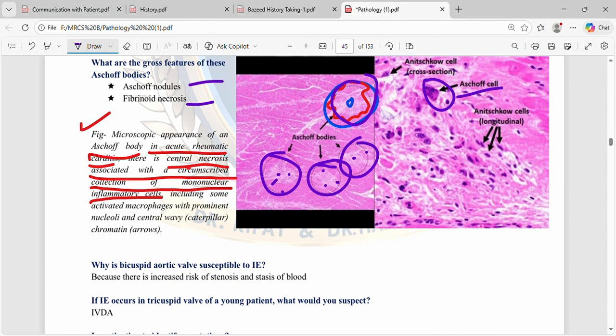And if they ask you the microscopic features, you can say the microscopic appearance of an Aschoff body. This is the same thing as we discussed. An Aschoff body is a granulomatous inflammation with central necrosis, surrounded by lymphocytes, plasma cells, and activated macrophages, which are called Anitschkow cells or caterpillar cells because of the wavy chromatin.